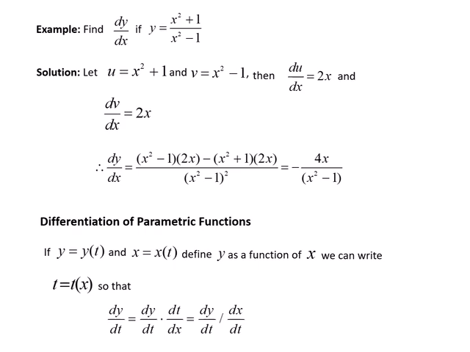So if you look at what we are having here, if y equals y of t and s equals s of t, define y as a function of s. We can write t equal to t of s. From that definition, you can see that we often represent the parameter as t. So we can have t equal to t of s, so that dy/ds is equal to dy/dt times dt/ds. That is dy/dt multiplied by dt/ds.